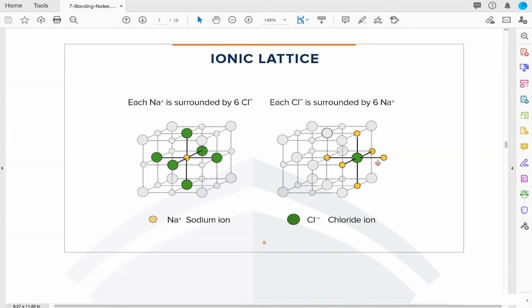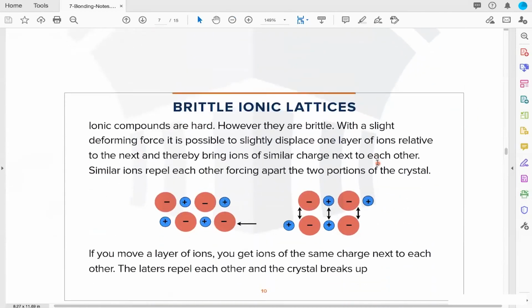Now, we don't write Na6 and Cl6. We basically write the ratio in which they are. So sodium chloride means for every sodium ion, there is one chloride ion. Compare this.